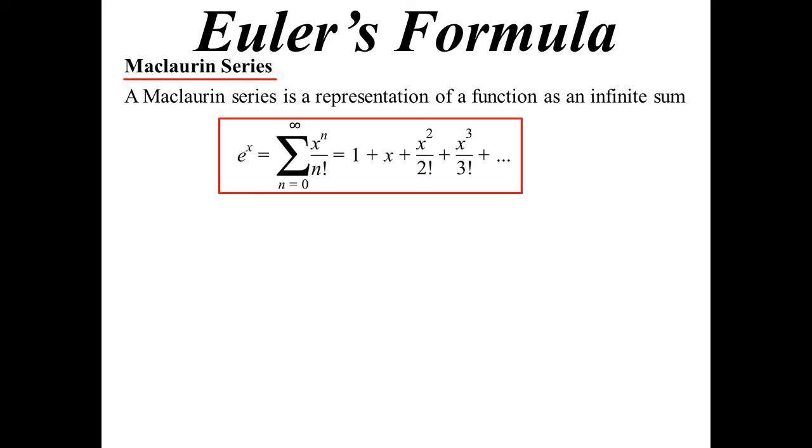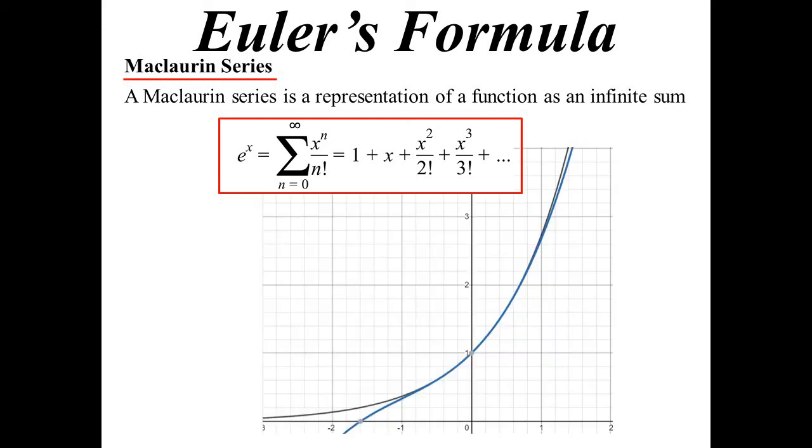There's the series for e to the power of x. It's the sum of x to the power of n over n factorial, going from 0 up to infinity. It's an infinite series. What this allows us to do is turn a function into a polynomial. So this e to the power of x becomes a polynomial function. So there are the two graphs there. The black one is e to the power of x.